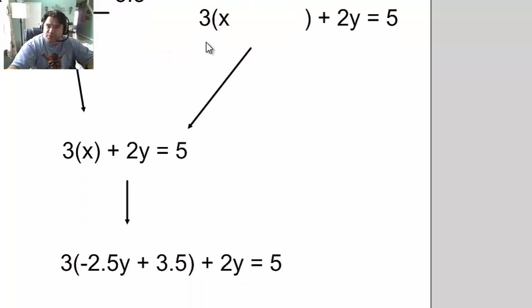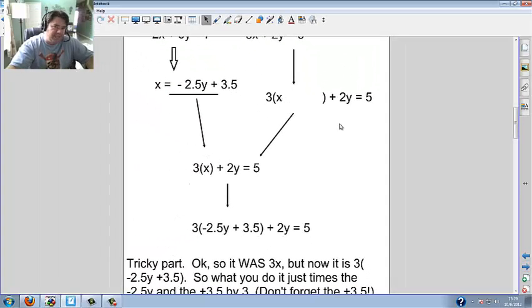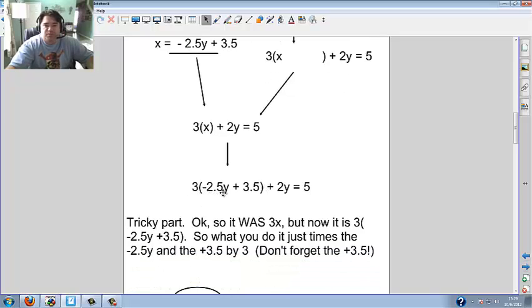Now, there's still a 3 on the outside, and I can't tell you how much you need to write this out. If you try to do this in your head, good luck. I would have a hard time doing it in my head. So, take the x out, drop this in, see it, even though it looks kind of ugly, times it all by 3. 3 times negative 2.5 is negative 7.5y. 3 times 3.5 I think is 10.5, I'm pretty sure. Then plus 2y equals 5.